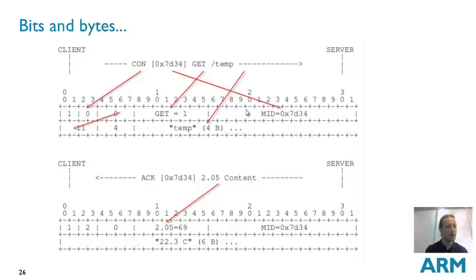And in the response, it's similar. The same code field is used now to indicate a 205. That's code in decimal of 69. The same message ID, and then simply the value.